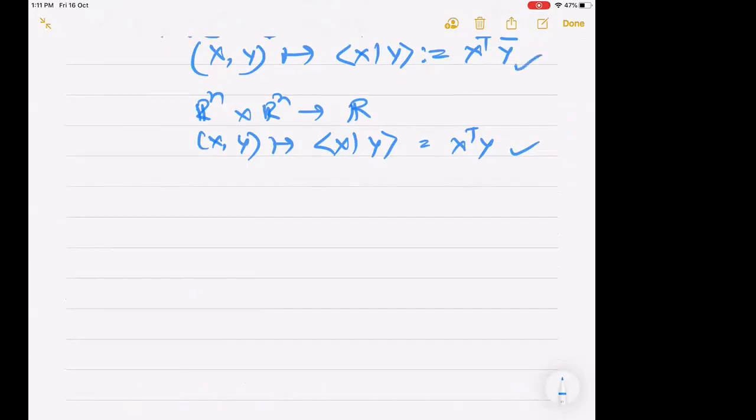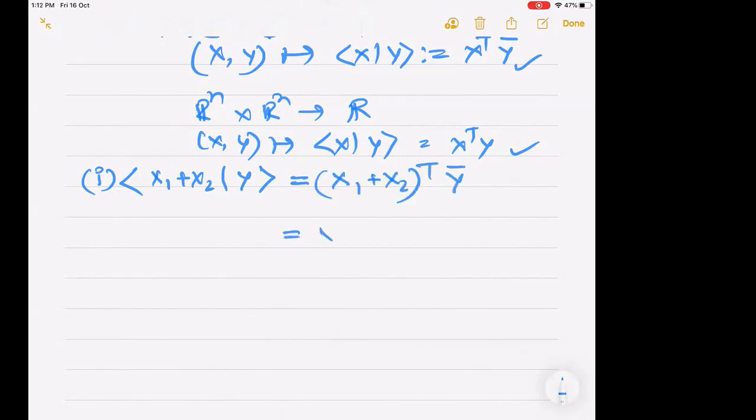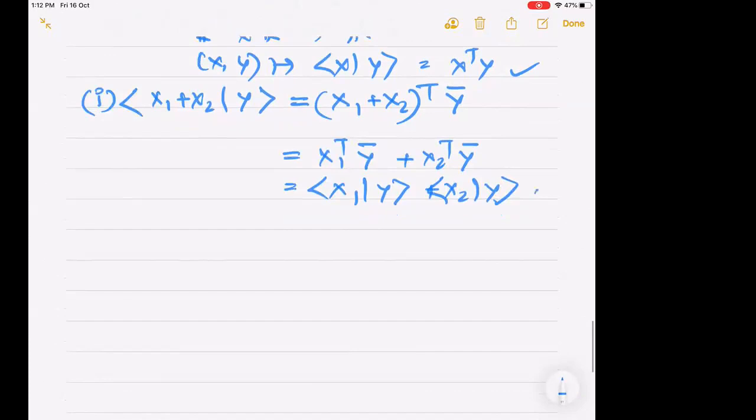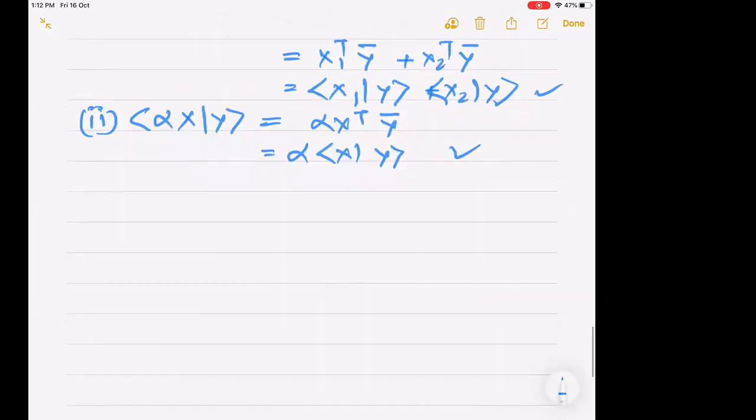So let us check that for the complex case itself. Number 1: the inner product of x1 plus x2 with y is equal to x1 plus x2 transpose y bar. By definition, this is x1 transpose y bar plus x2 transpose y bar, which is indeed the inner product of x1 with y plus the inner product of x2 with y. So property number 1, check. Property number 2, alpha x with y, by definition is going to be alpha x transpose y bar, which is indeed alpha times the inner product of x and y. Property number 2 checked.